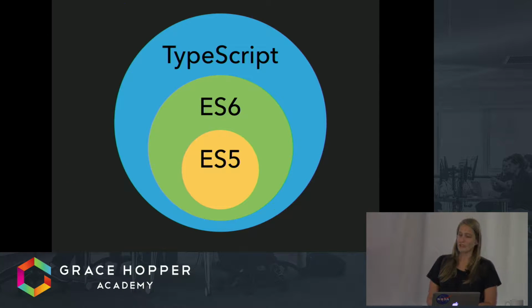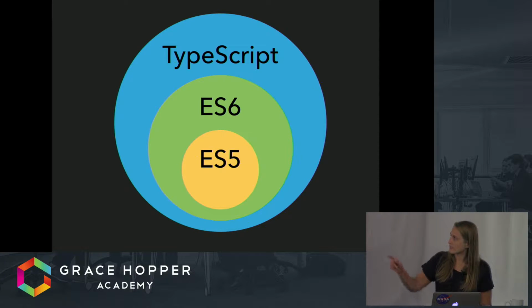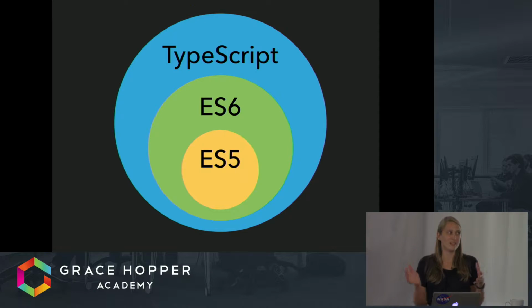So let's start with the superset part of the definition. Here's a diagram to help explain what a superset is. You can see the yellow circle is ES5 JavaScript, and then even more than that is ES6 JavaScript, and then even more than that is TypeScript. So anything that you write using ES5 syntax is also valid in ES6. Similarly, anything that you write in ES6 is valid TypeScript. So in other words, all valid JavaScript is also valid TypeScript.